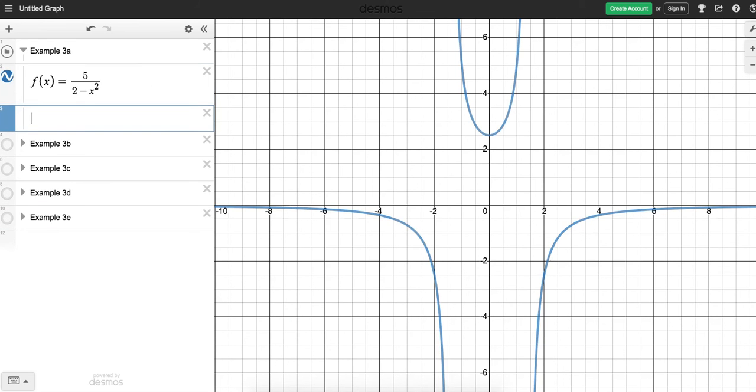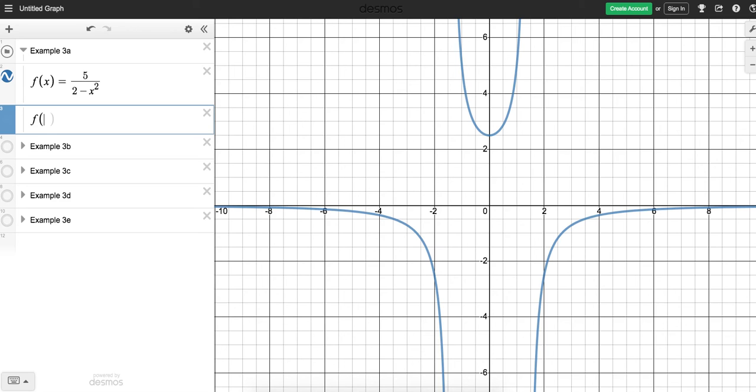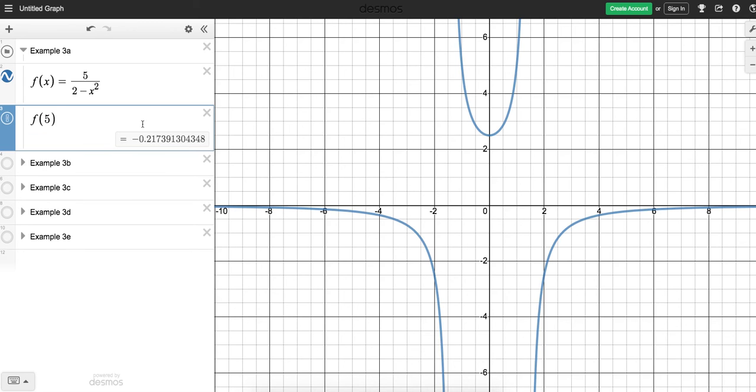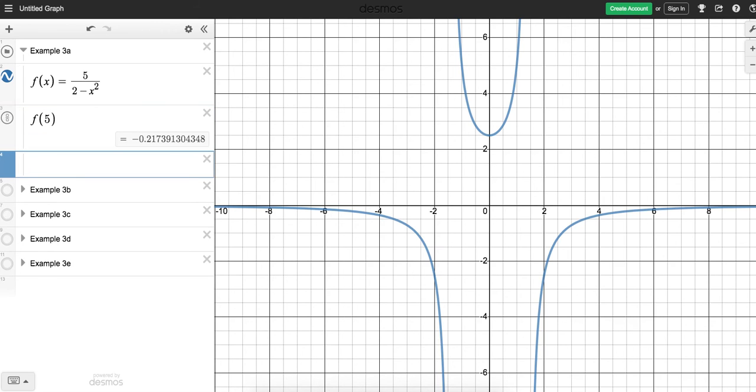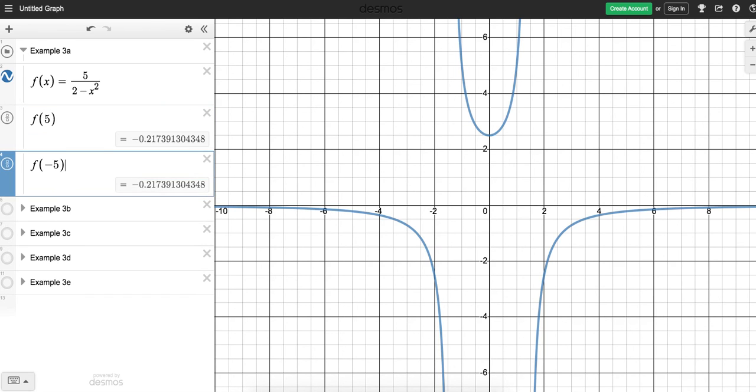Numerically, if we look at an example like f of 5, that gives us this goofy looking decimal here. If we evaluate f of negative 5, we get the exact same goofy decimal, and that'll be true for any value of x that we plug in. We'll get the exact same output if we change it from 5 to negative 5 or negative 5 to 5. Just take their opposites, nothing's going to change.